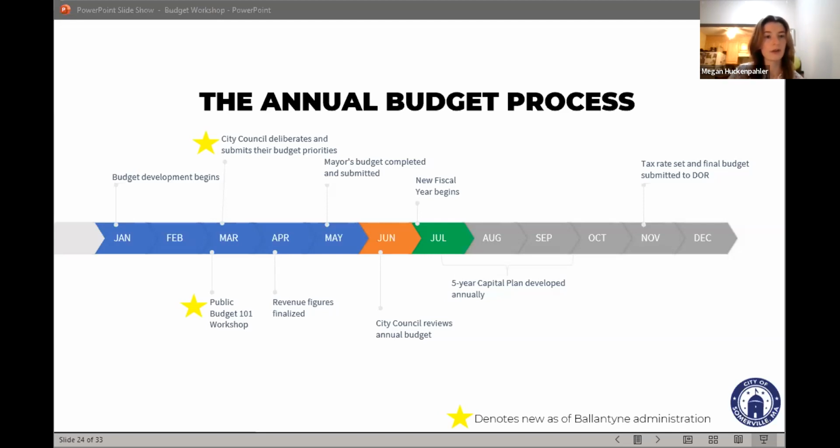because we are required to have a balanced budget where revenues equal expenditures. We can finalize what new programs we will be funding, and the budget will be submitted near the end of May, typically before Memorial Day.